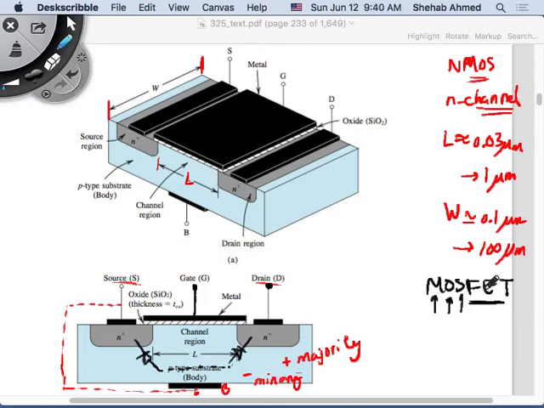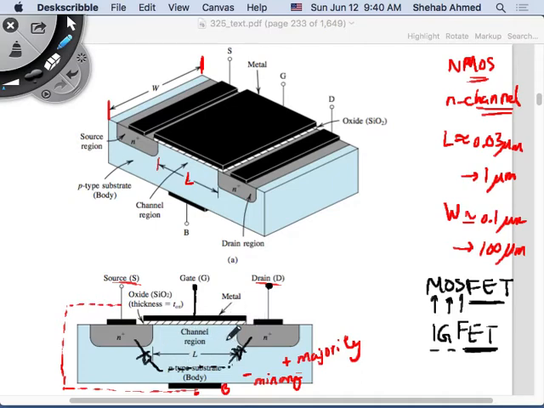Okay, so now this is the structure. Another name for it, on page 234, is insulated gate FET, IGFET, insulated gate field effect transistor. Field effect we still don't know what it means, but insulated gate refers to the fact that the gate is insulated from the device by the silicon oxide material.